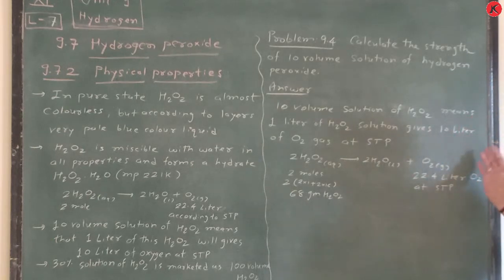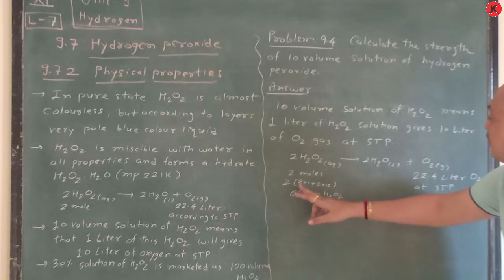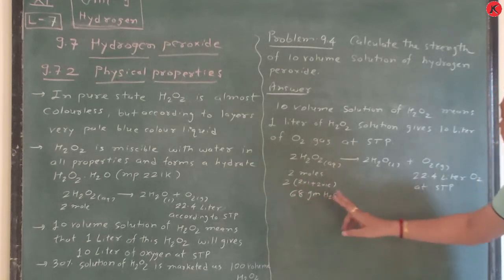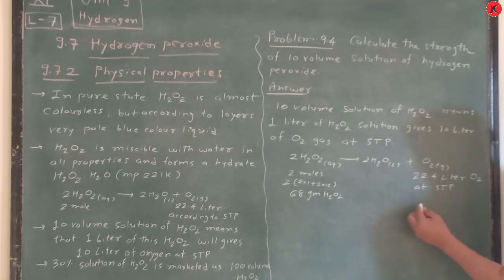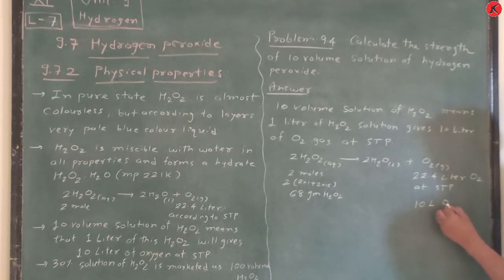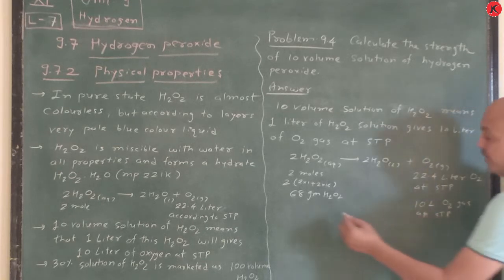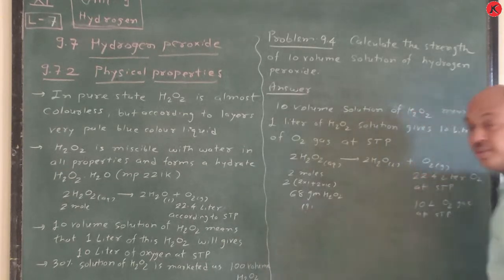Therefore, we don't know how many grams is there for our case. So it is in terms of 2 moles. We can say 68 gram H2O2 gives 22.4 liters. But here 10 liters is there. So 10 liter O2 gas at STP. What is that value? We don't know.